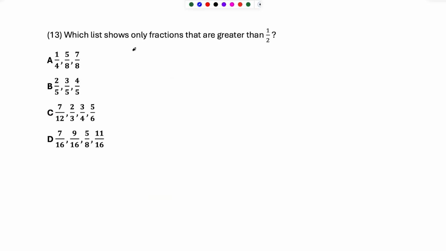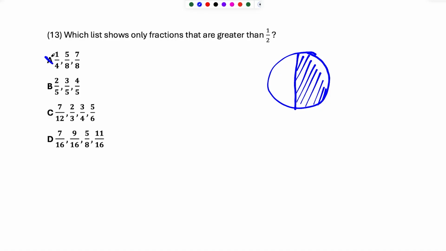Question 13, which list shows only fractions that are greater than 1/2? So for this question, we could do this a few ways, but one way would be to draw this out. 1/2, if you draw out 1/2, you could think of a circle and you cut it right down the middle like this. And 1/2 would be if we just shade in one of these two equal pieces. So that's what 1/2 looks like. And we're looking for the list that shows only fractions that are greater than 1/2.